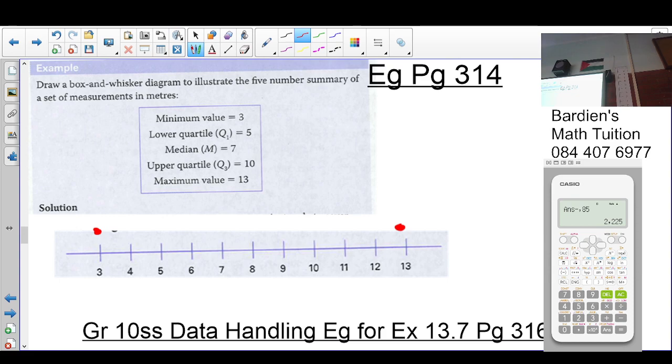Use a ruler, no? For the scale, you must use a ruler. Right. Are you all with me? The median, the middle number, 7 gets a stroke. A line. Put the 7 on top. That's if you want, no? If you don't want to, it's fine.